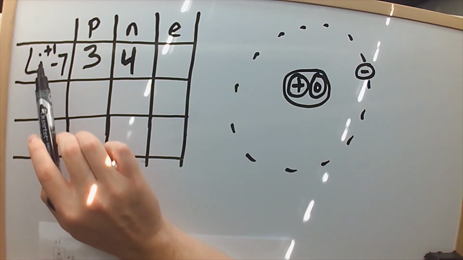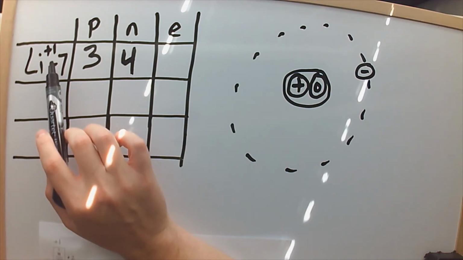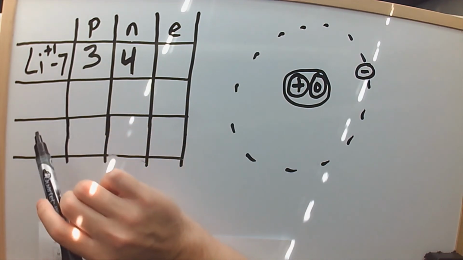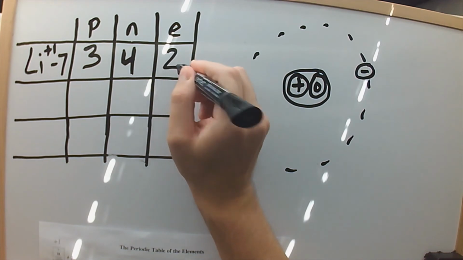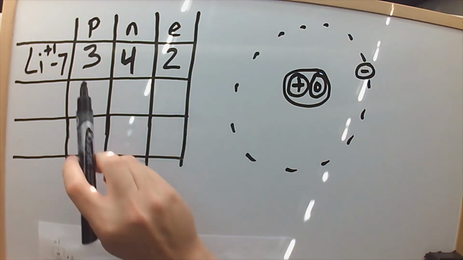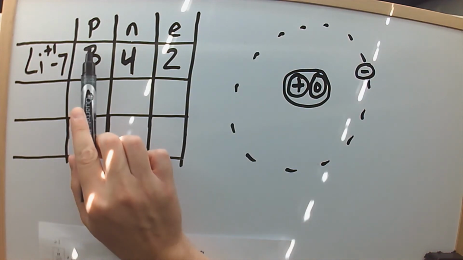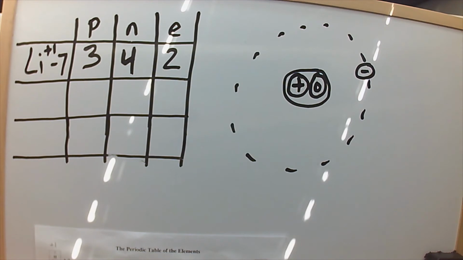But it having a positive 1 charge means that it has 1 more proton than electrons. And since you cannot change the protons, you have to change the electrons. Therefore, this would have 2 electrons. The 3 and the 4 give us the 7. The positive 3 and the negative 2 give us the positive 1. All right, let's do another one.